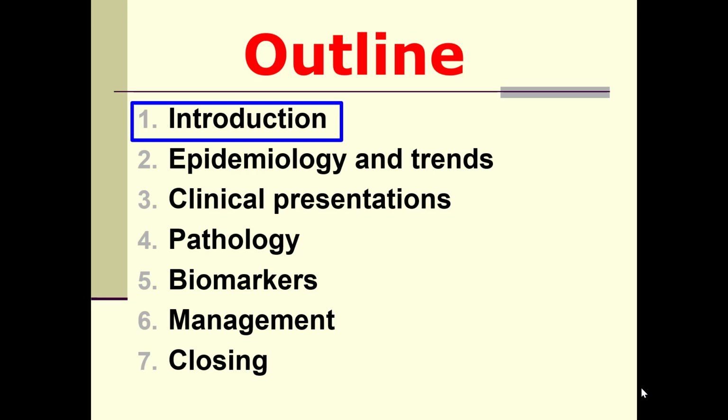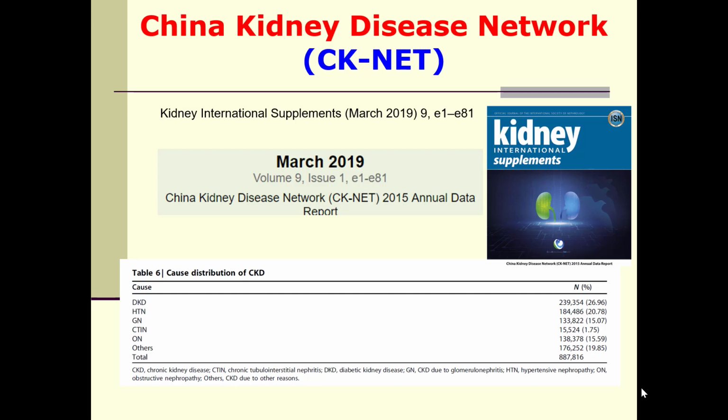diabetic kidney disease. To start with, I always like the United States data system, but today I am impressed by China, because they released their data on kidney disease in this special supplement of Kidney International, and an executive report was released within the issue of Kidney International March 2019 as well.